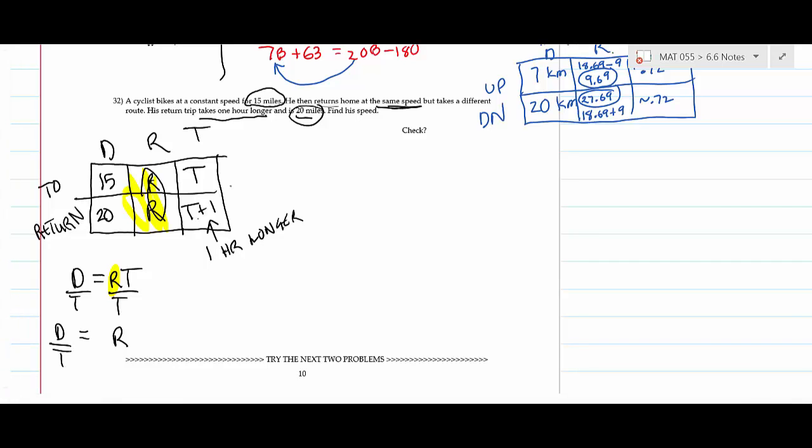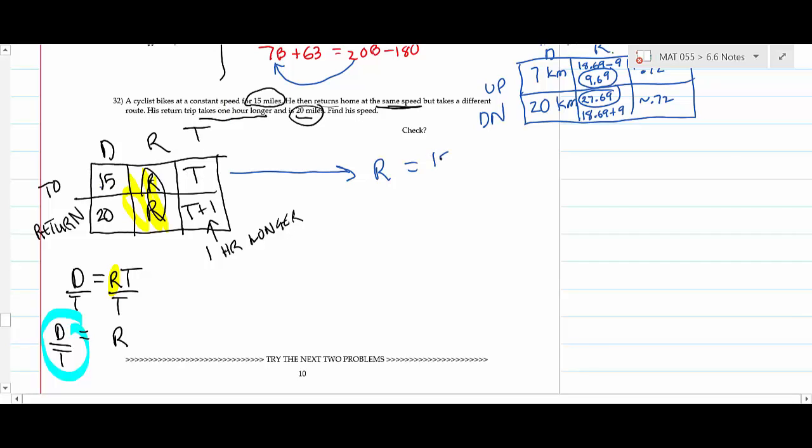Okay. Now we're going to get our equations. But when we get our equations, we're going to do D over T. So it's going to go like this. The first equation is going to be R equals 15 over T. Okay, that's what that's going to be. That's your first equation. The second equation, what's it going to be? R equals what? 20 over T plus 1, right? Because you're doing D over T.